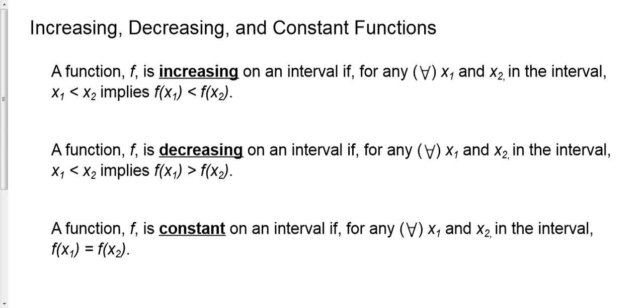Now, here's where it gets tricky again. A function is increasing on an interval if for any, this is what for any is in math speak, an upside down capital A, for any x1 and x2 in the interval, if x1 is less than x2, that implies that f of x1 is less than f of x2.